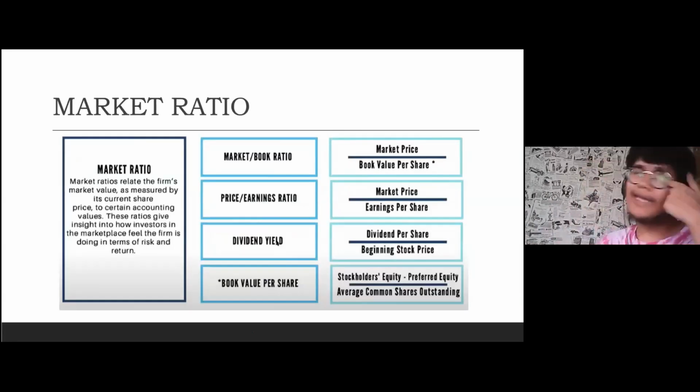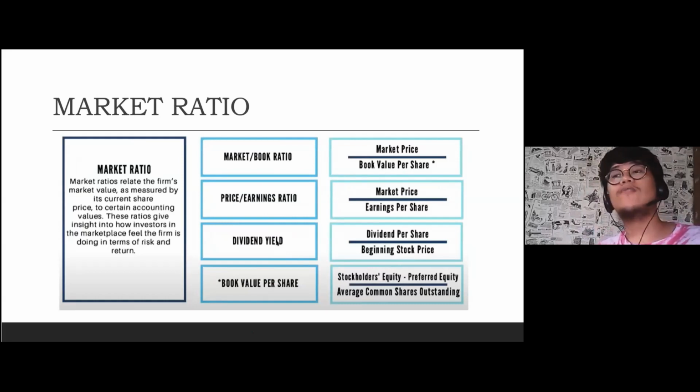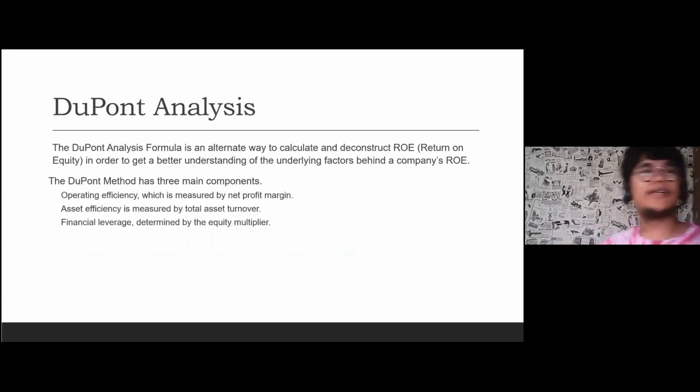Okay? Next, we have your dividend yield. So dividend yield is being calculated now by dividing your dividend per share over your beginning stock price. Okay? Now guys, after ng financial ratios, we will now be moving to the Dupont analysis.